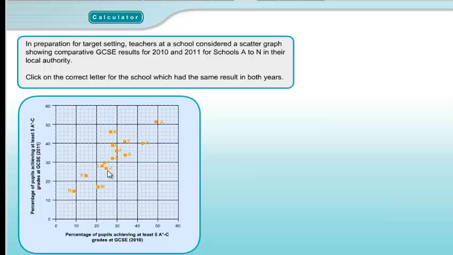It just misses school J, so it's not J. Let's see if we can find it. Looks like it goes through G, so I'll click on that for now. It just misses this school, and it's not going to hit school A either. So the answer is school G, and we just click on it to give our answer. Nice and easy, that one.